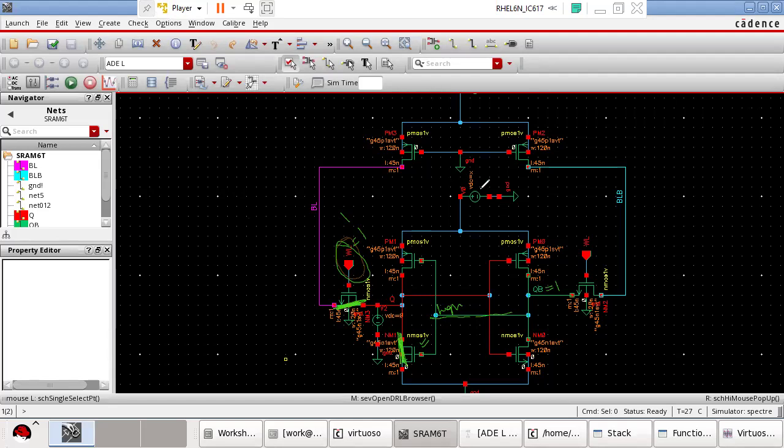So what path will the potential have? The potential will have this path. This is a short circuit. This is again a short circuit, and this is ground. So effectively, BL should go to 0, and by 0 I mean it should be less than VDD by 2.